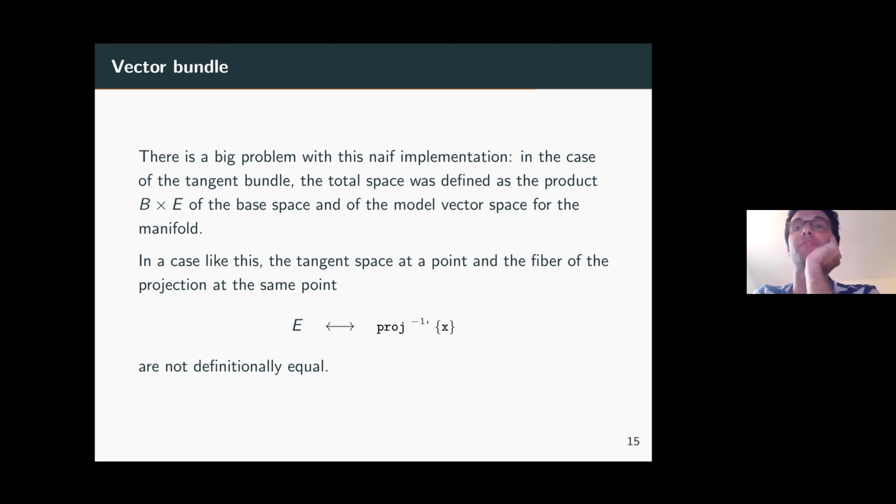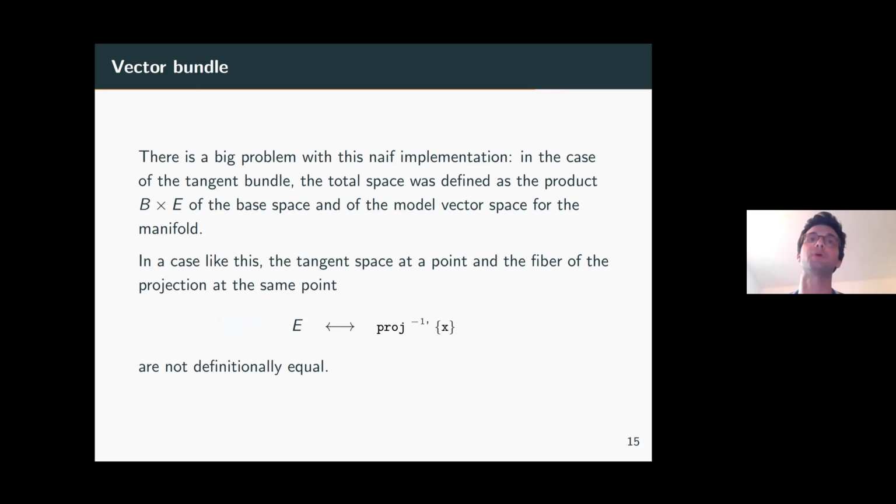And the problem with the previous definition of vector bundle was that in a case like this, the tangent space at each point would not have been definitionally equal to the fiber of a projection. The fiber of a projection was the preimage of a point in the base space, which was therefore a set of the same type as the total space, and this could not be definitionally equal to the tangent space at each point.